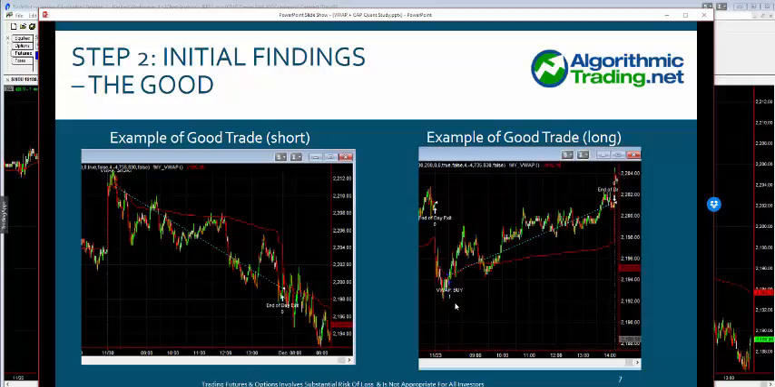Here's an example from the 23rd of November where we would have done the opposite. You would have had the gap down, a little bit of weakness, and then it closed above the volume weighted average price, and we went long with a tight stop.